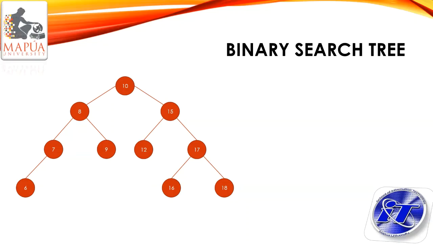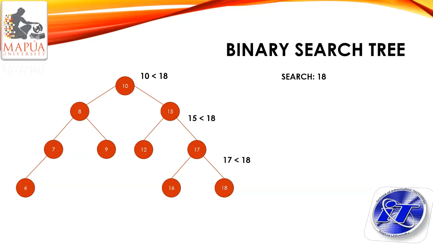So for example, we're going to search for 18. We start by comparing 18 to the root node, which is 10. 10 is less than 18. Therefore, we go to the right child of 10, which is 15. Compare it with 18, it's still less than 18. So we go to the right child of 15, which is 17.